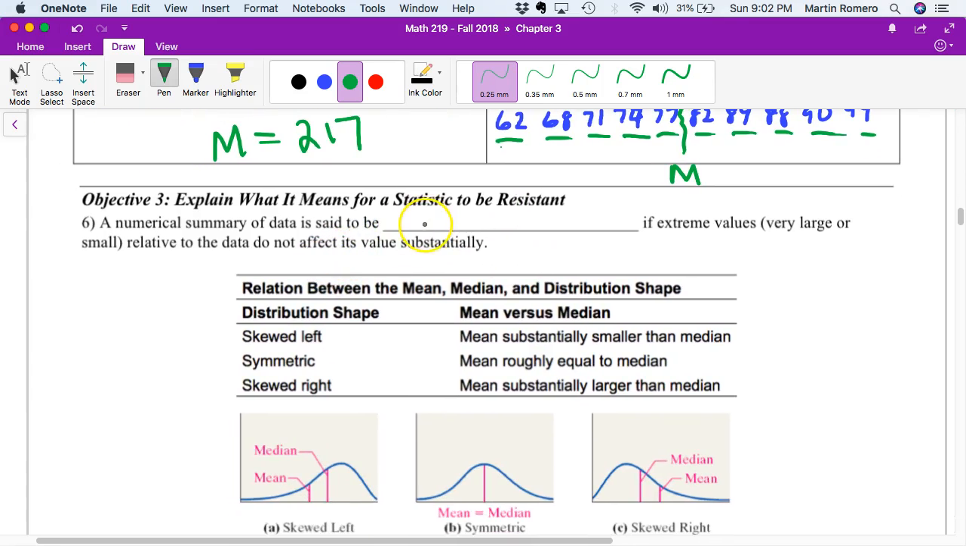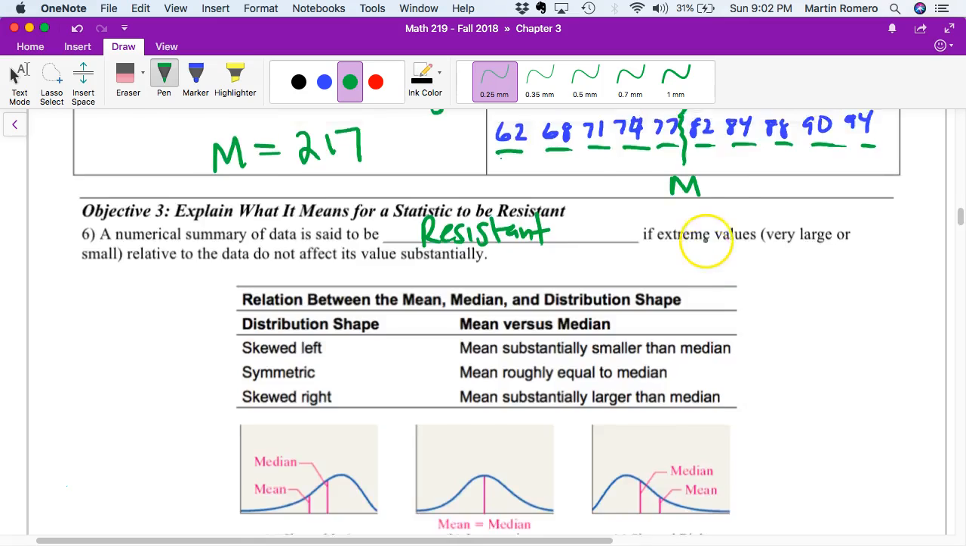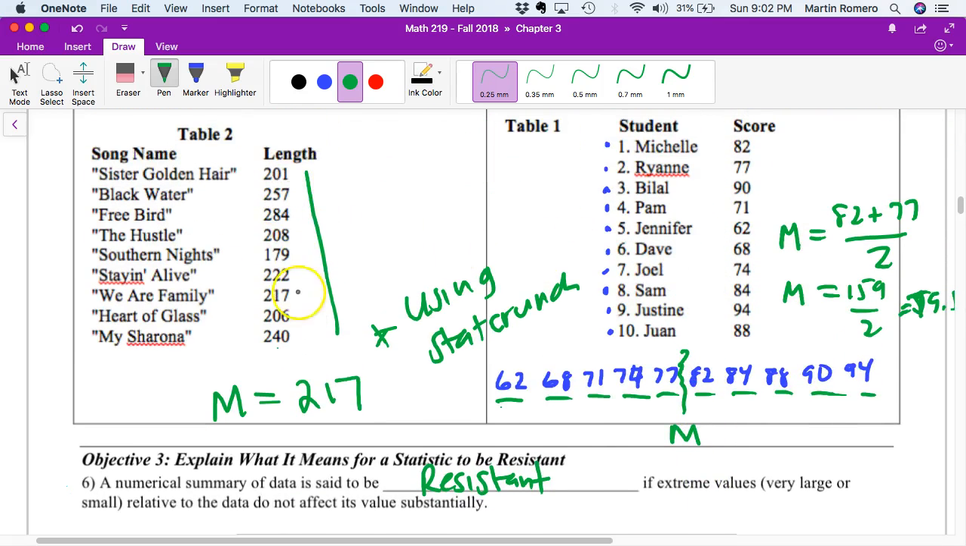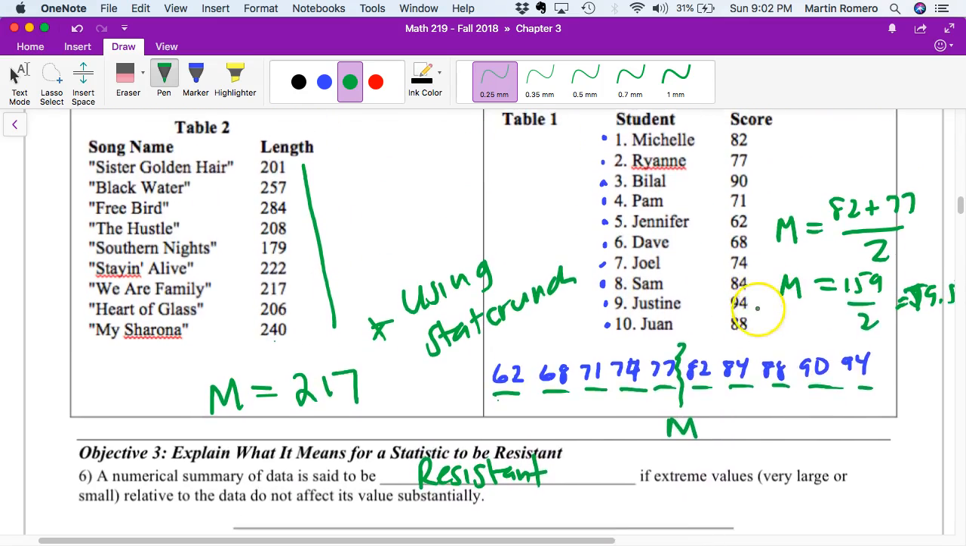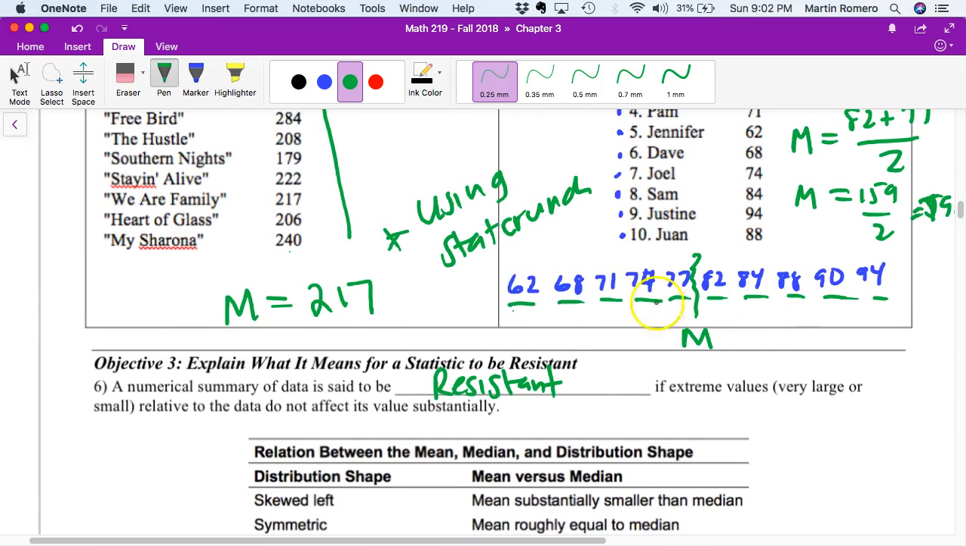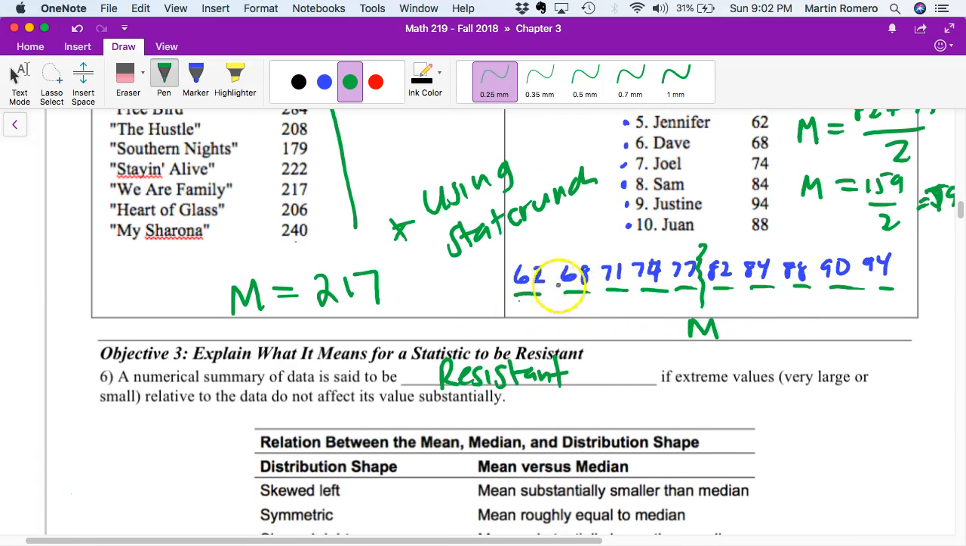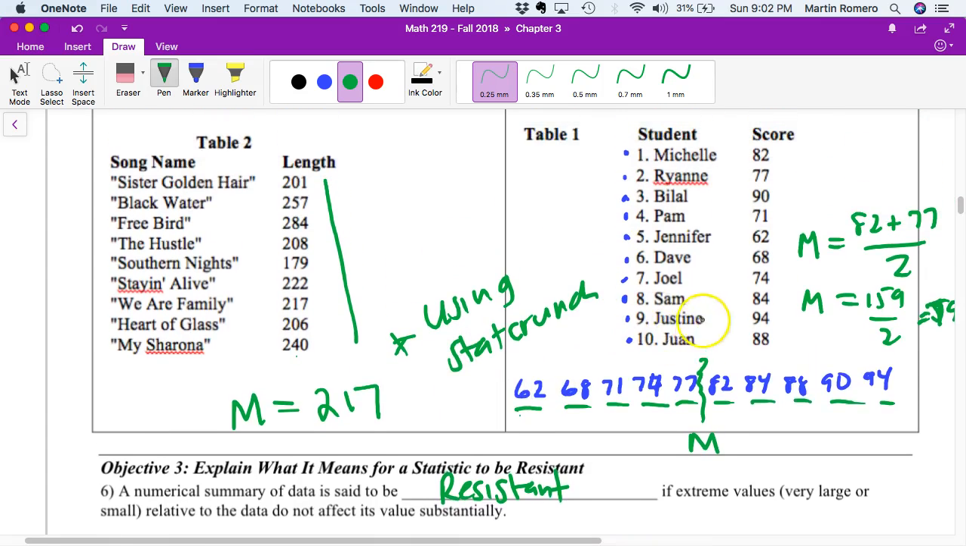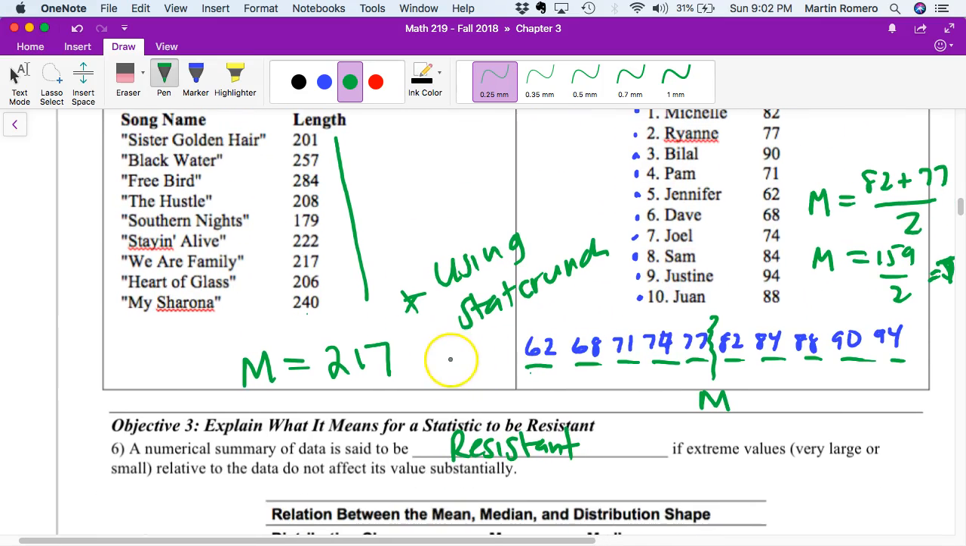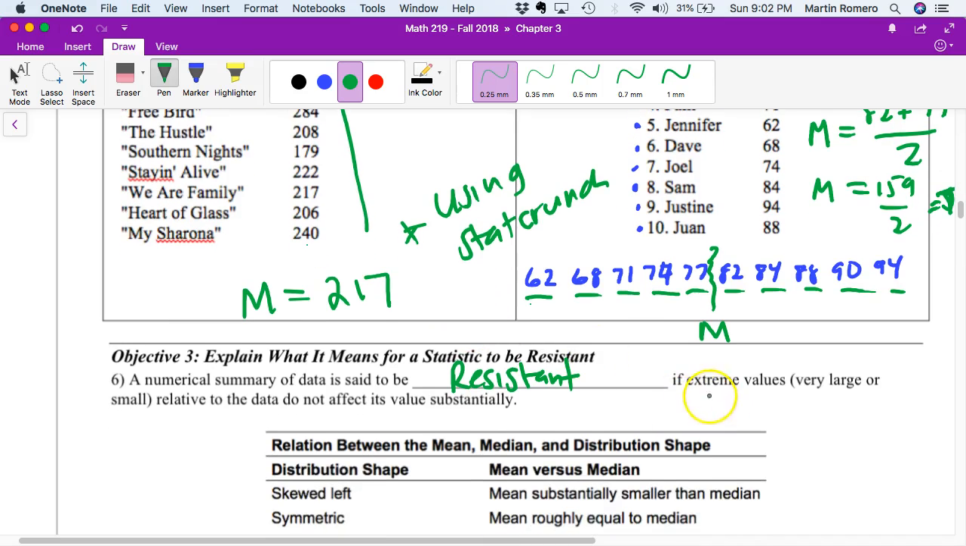Now we have another concept here called resistant. A numerical summary of a data set is resistant, and what we're talking about here is that sometimes data has extreme values. Like here, all these are kind of close together, there are no outliers, no numbers really far away from the other ones. For example, if there was another student and they scored 20, it would be an outlier, what we call an extreme value, very large or very small relative to the others.